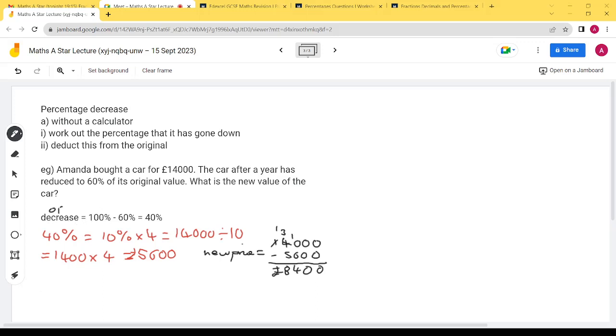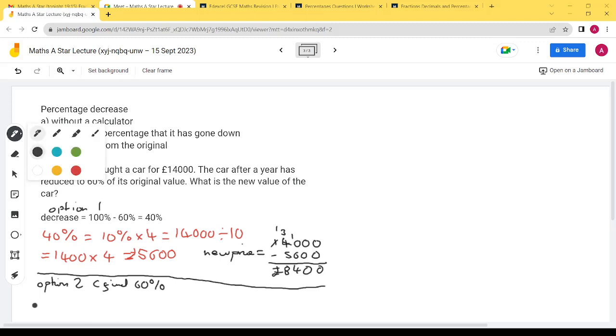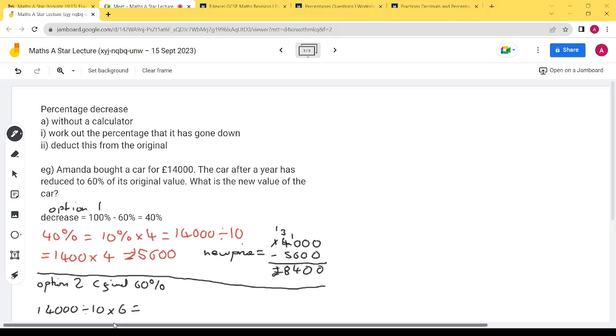So this is option 1. Option 2 is actually easier. Either way is fine, whatever you feel comfortable with. This is just find 60%. In this case, we could just do 14,000 divided by 10 times 6, which is going to give us 8,400. Obviously, it's going to give us the same number again.